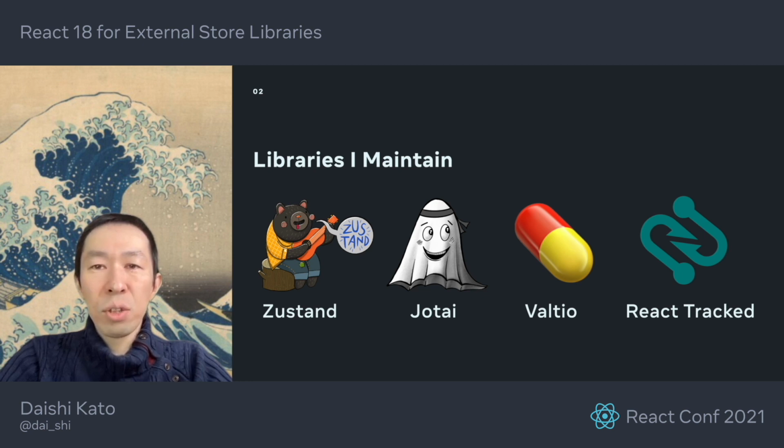The third one is Valtio, which is a library to create a proxy state. A proxy state detects mutations and creates immutable snapshots that can be used in React. The last one is called React Tracked. It's a library to provide what I call state usage tracking. It automatically avoids extra re-renders. All libraries provide basic features for global state. Global state should be carefully developed in React 18.